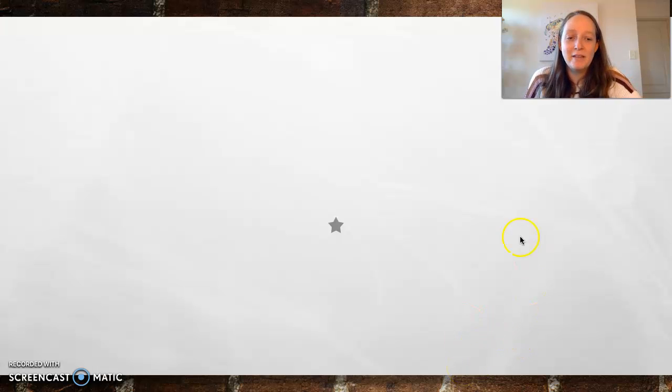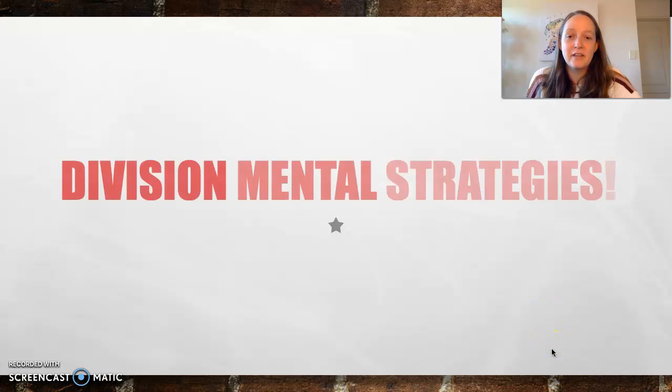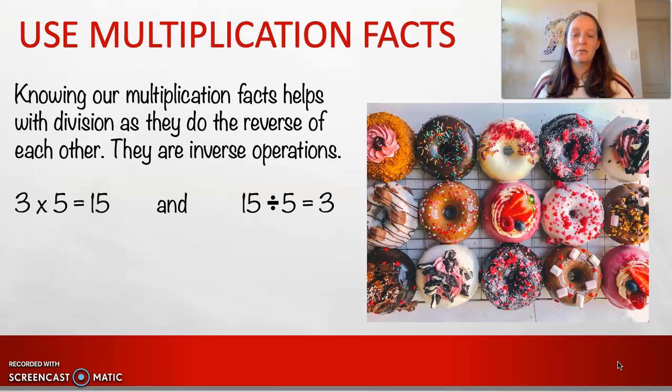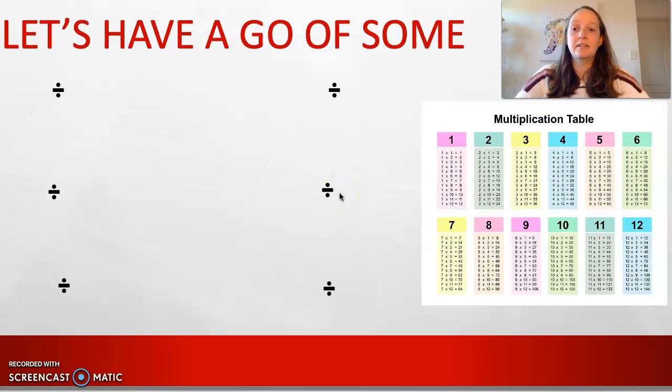Today we're doing some more maths and we are doing division. In particular, we're doing division mental strategies. The first strategy we're going to think about is using multiplication facts. So knowing our multiplication facts helps with division as they do the reverse of each other. They are inverse operations. As we can see here, if we know our multiplication fact is 3 times 5 equals 15, the inverse means that if we're doing our division fact, 15 divided by 5, we know it equals 3. So let's have a go at some together.